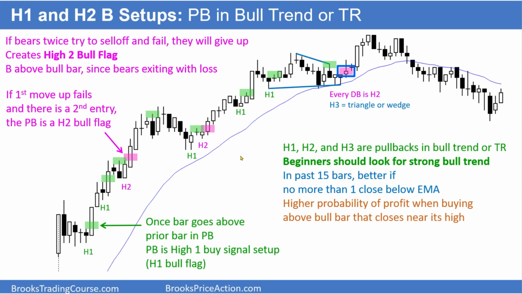So if bears try to sell off and fail, they will give up, creating a high 2 bull flag. Buy above the bull bar since bears are exiting with a loss. That's basically what they're doing. Also, all the bears are putting their stop loss one tick above, one tick below, and that gives us momentum to the high side or downside.